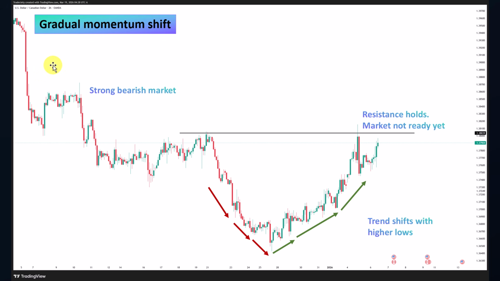And here, some of my favorite pattern, it's a gradual momentum shift. So we're coming from a strong bearish market. The market is pushing lower. We make lower lows, lower lows, lower lows, lower highs as well. And then here, we start slowly creeping higher. Higher lows, higher lows, higher lows, and higher highs as well. But the market is still overall in this downtrend. What we can see is that the market is pushing back into this resistance.